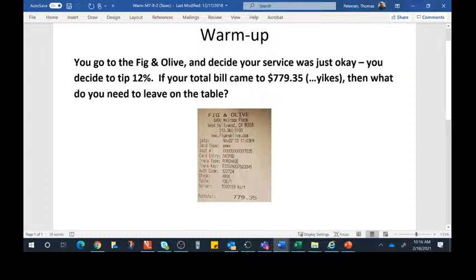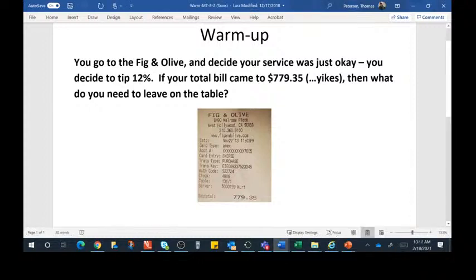Here's your warm-up. You go to the Fig and Olive and decide that your service was just okay. You're going to just tip 12%. The total bill came to $779.35. Yikes.